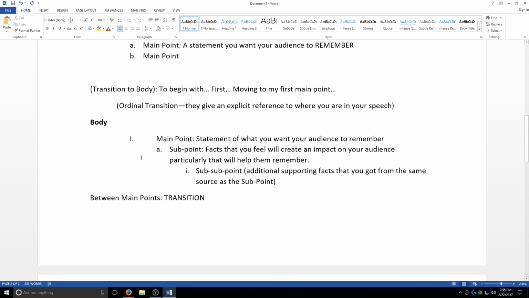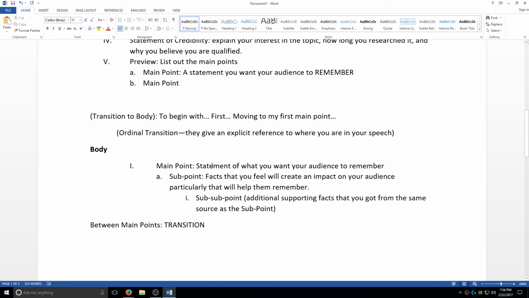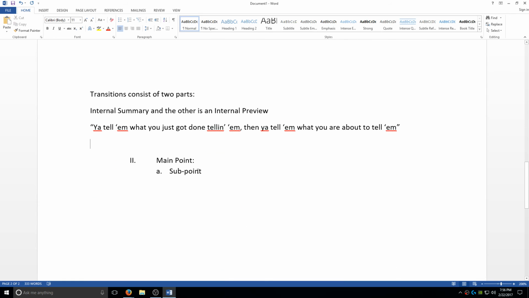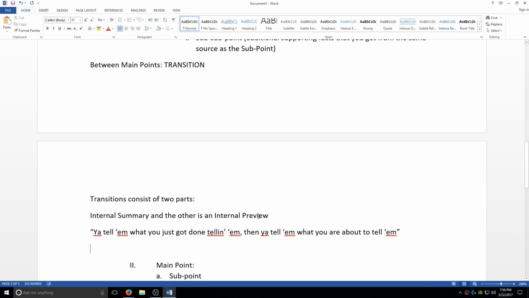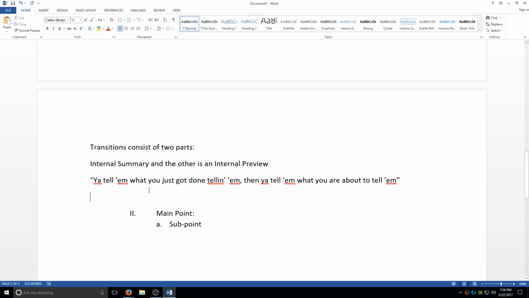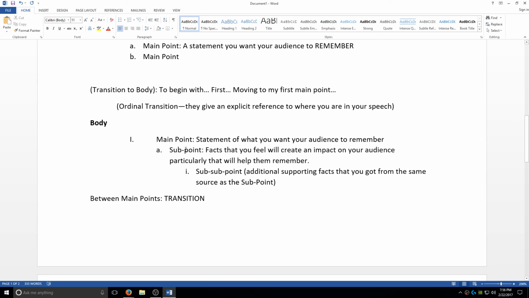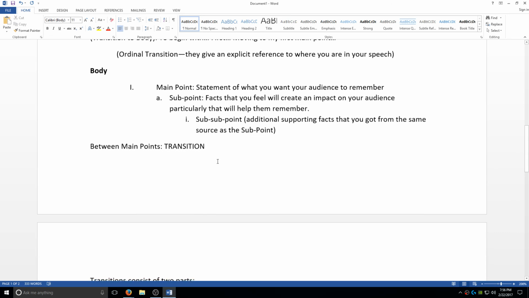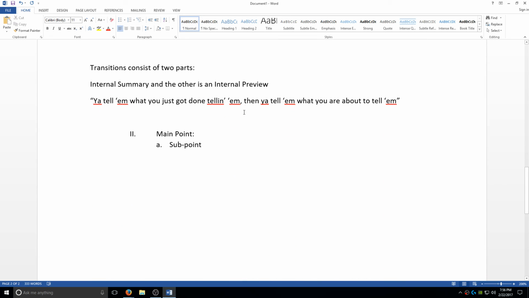So if my two main points were Stan Lee is a cultural icon, and the second main point was Marvel Comics are an important part of our economy, I would say something like, now that we've explored Stan Lee's iconic status in American culture, let us now talk about Stan Lee's Marvel Comics impact on our economy. And then I would say whatever the statement is here.